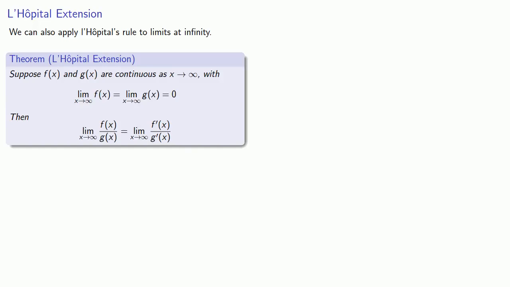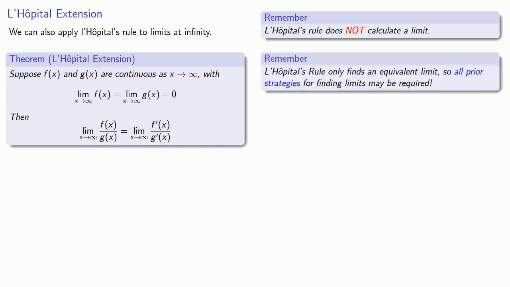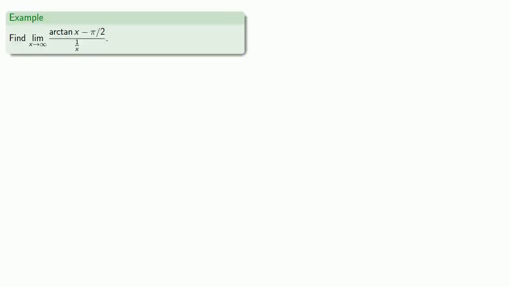And again, the two important things to remember are L'Hopital's rule does not calculate a limit, which means that all prior strategies for finding limits may be required. So let's see if we can use our extension of the L'Hopital to find the limit as x goes to infinity of arctan x minus pi over 2 over 1 over x.